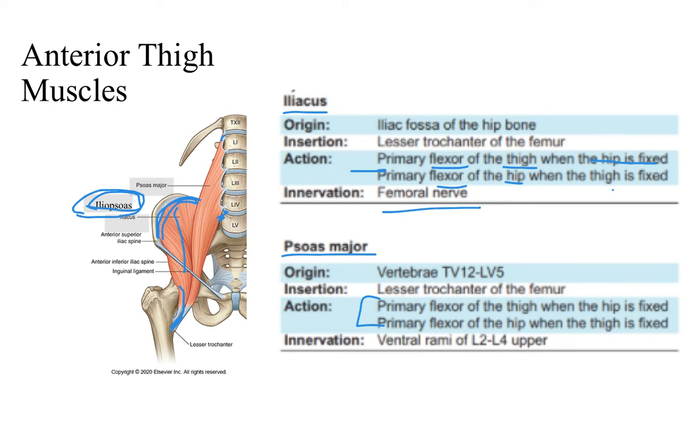Since the psoas major is a little bit more superior along the vertebrae, its innervation is going to be a little bit different than the femoral nerve we saw with the rest of these thigh flexor and knee extensor muscles. They're going to come from the ventral rami of L2 through L4. And those are going to go to the psoas major and cause it to contract, which will also tell you that these two muscles, although considered one muscle sometimes, can act independently from one another.